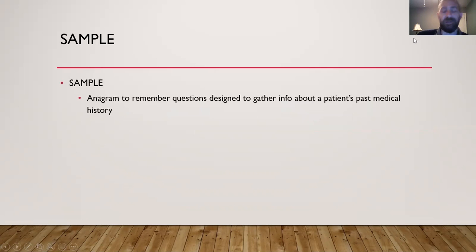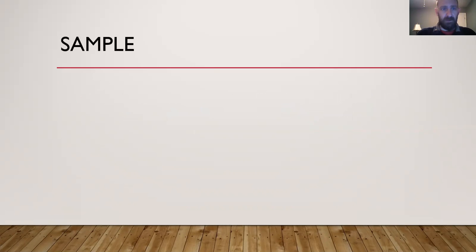All right. SAMPLE and OPQRST are acronyms to remember questions designed to gather the info about a patient's past medical history. OPQRST is for the pertinent medical history or history of the present illness or injury there. As an acronym, each letter is going to stand for something. So the S in SAMPLE stands for signs and symptoms. We have to ask questions that are going to elicit responses from our patients that are going to tell us what their signs and symptoms are of their illness or injury.